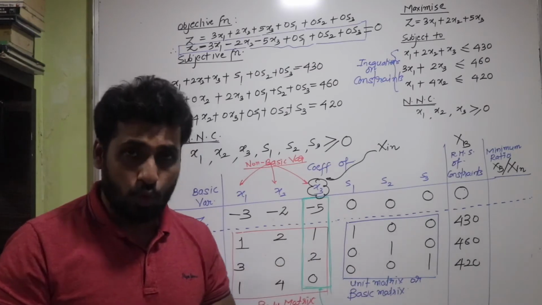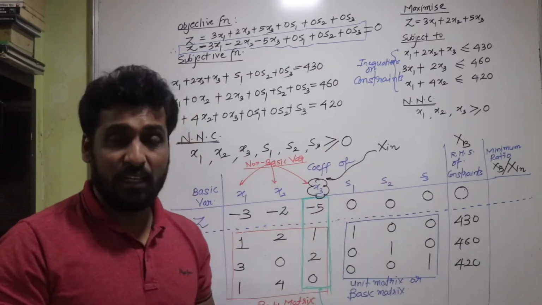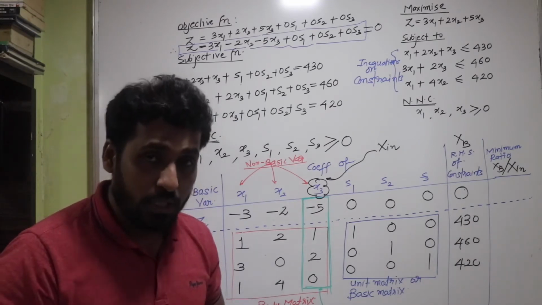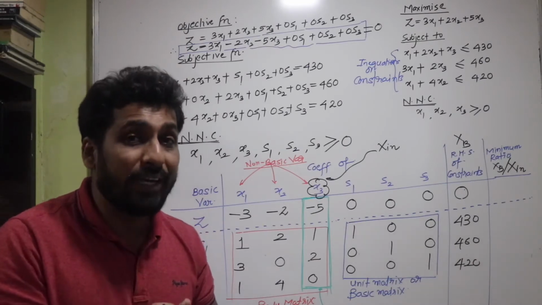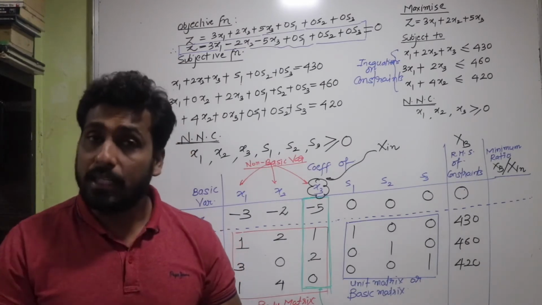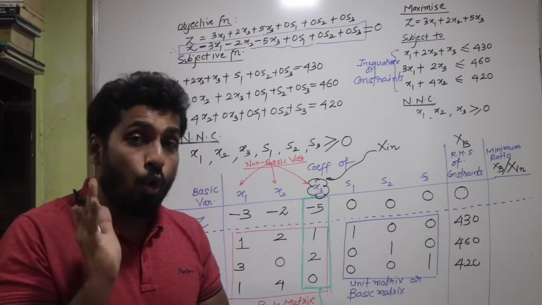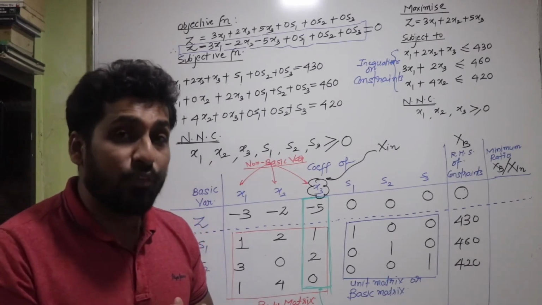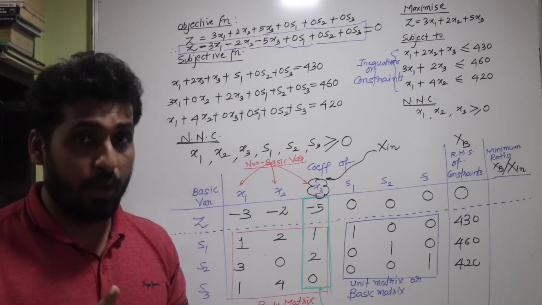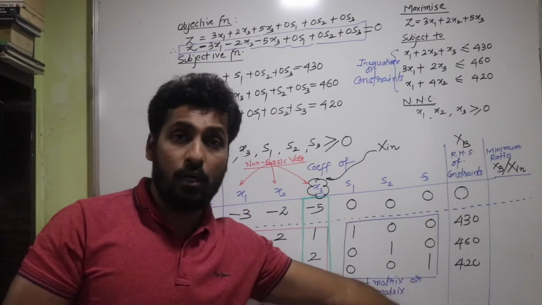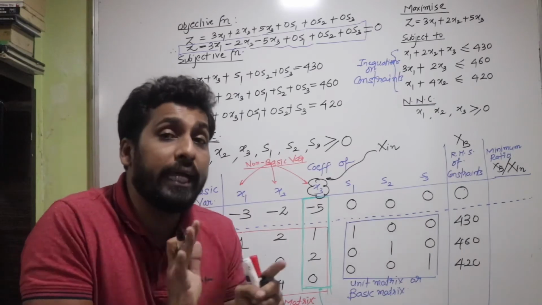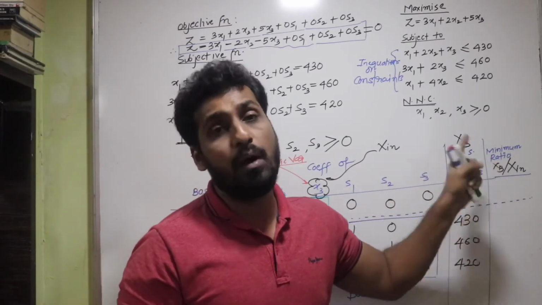While taking the ratio xb upon xn, you will ignore all negative ratios and those ratios which are going to give us an infinite value. You will ignore those ratios which are going to give you a negative answer or an infinity answer. So this point has to be noted down very properly. If you get a negative value or an infinity value, that particular ratio will be completely ignored while deciding the minimum value.